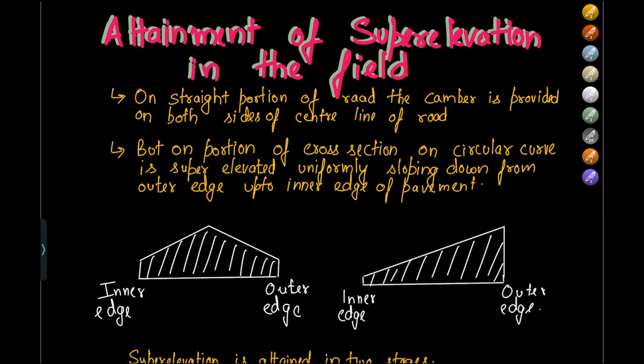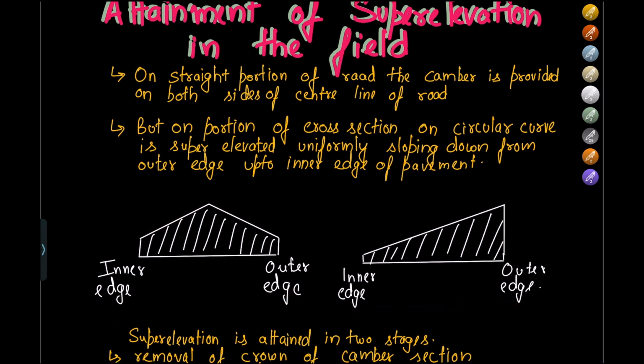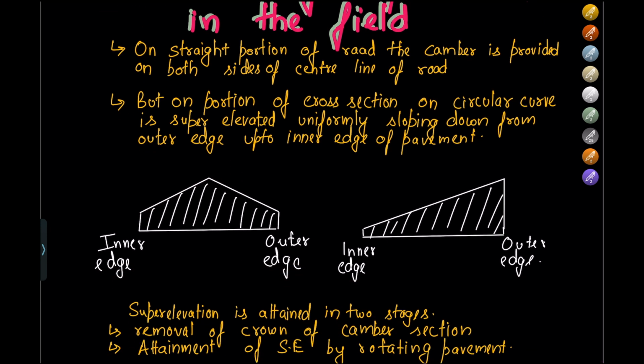So on a straight portion of road, the camber is provided on both sides of the center line of the road, right? But on the portion of the cross section on a circular curve, it is super elevated uniformly, sloping down from the outer edge up to the inner edge of the pavement. This is also visible in the figure as well. On a straight edge, the camber is provided in both directions, but on a curved road, let me write it also here.